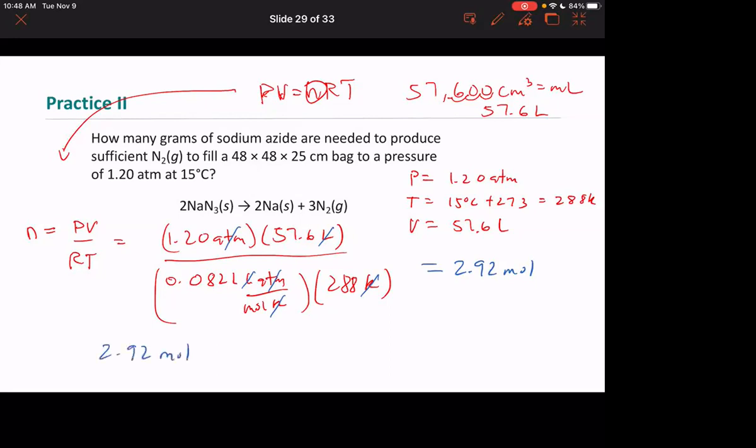2.92 moles. What is that I calculated? 2.92 moles of what? N2. Not a bad idea to write that. N2 times, we're after sodium azide, which is there. So we're going to say 2 moles of the sodium azide for every 3 moles of N2. So my moles of N2 is canceling out. I'm at moles of sodium azide, which is what I want.